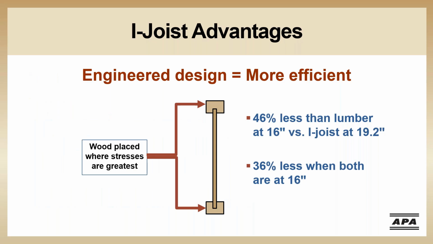Wood I-joists and other engineered wood products make optimum use of the natural resources by putting the high-strength wood only where it's most needed. This efficient use of the wood fiber creates a joist that not only contains 36% less wood than dimension lumber 2x10s and 2x12s, but it's also going to be stiffer and stronger.